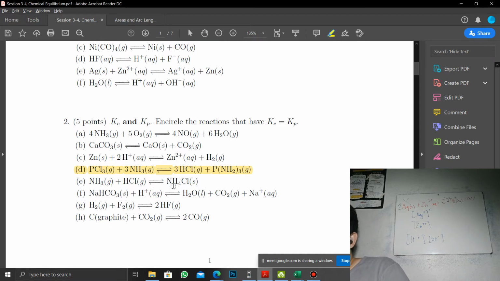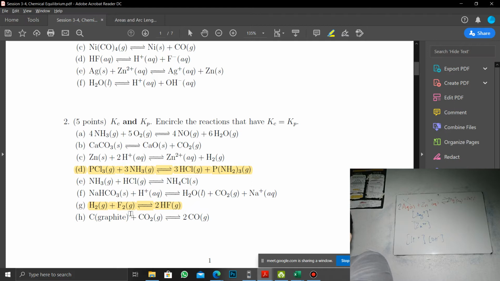Letter F, hindi rin. Kasi, ito lang yung gas, no? So, wala. Letter G, yan. Tama yan. Letter H, ito ay solid, guys. Solid yan, ha? So, hindi siya kasama. Kasi delta N gas ang tinitingnan natin.